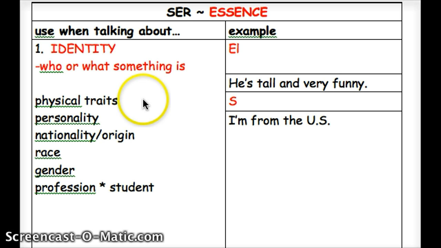Whether you're saying a person is tall or funny or Mexican or white or a woman, even the profession is considered to be part of your identity. And in Spanish, they consider being a student a profession. So all these things that make you who you are, here's an example. He's tall and very funny. We're going to use es from ser. Él es alto y muy chistoso.